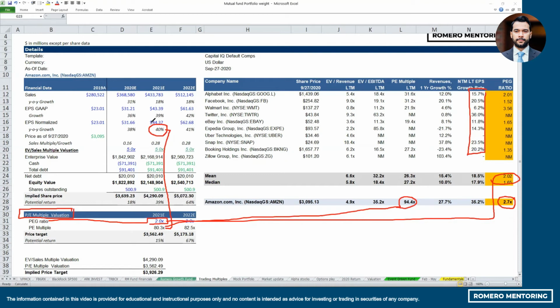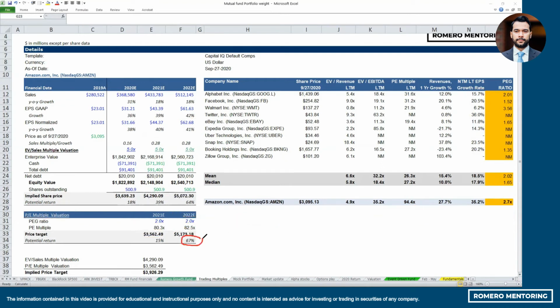So if we take the expected EPS for 2021 and multiply by 80, we get an implied share price of $3,562 to be exact. That represents a 15% upside. If we do the same thing for 2022 earnings, the PE multiple would be 82 times. Multiply that by 2022 EPS, which has a growth rate of 41%. That gives us a price target of $5,173, which essentially represents a 67% upside on the stock.